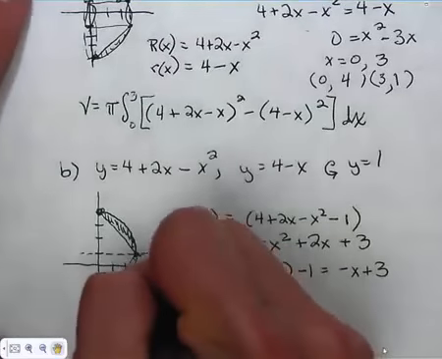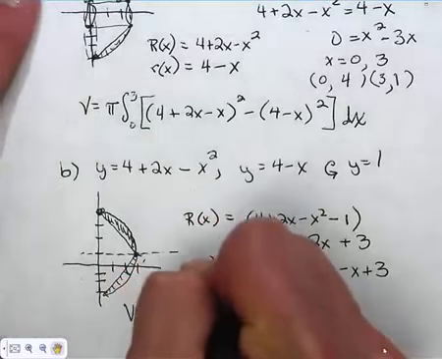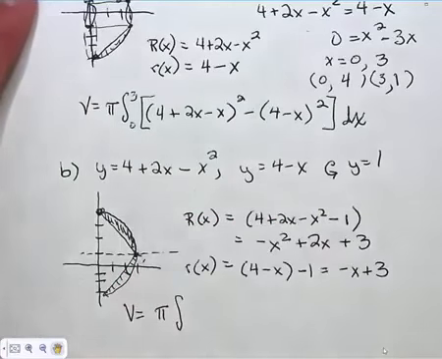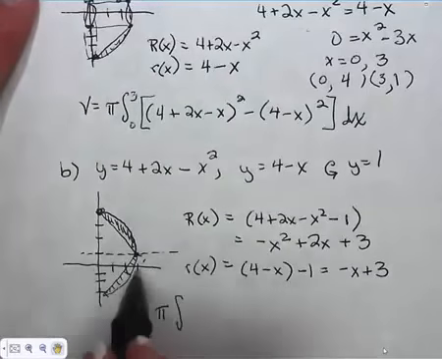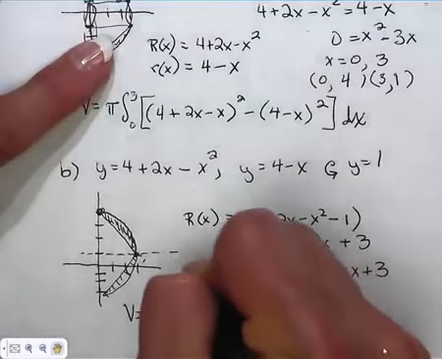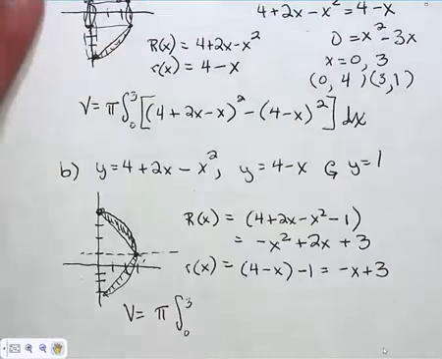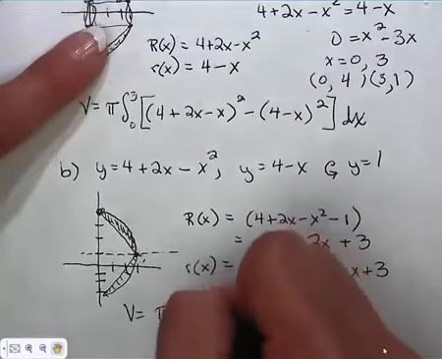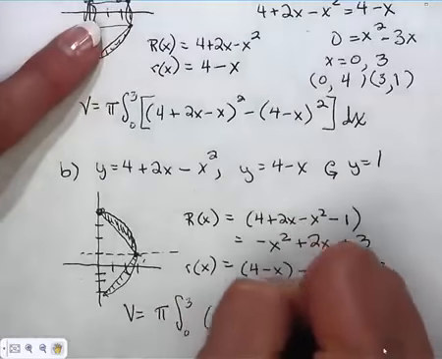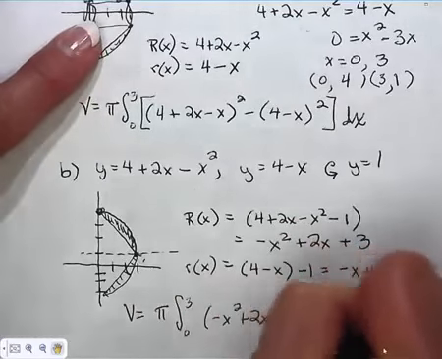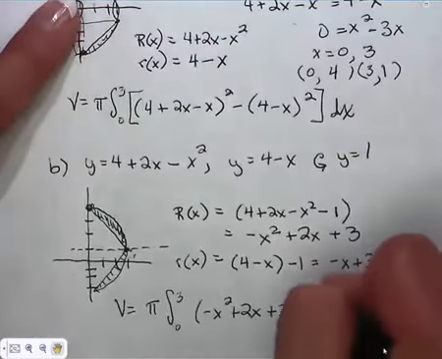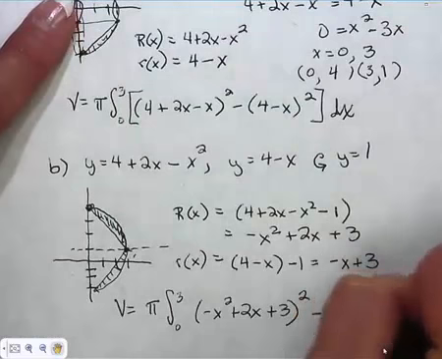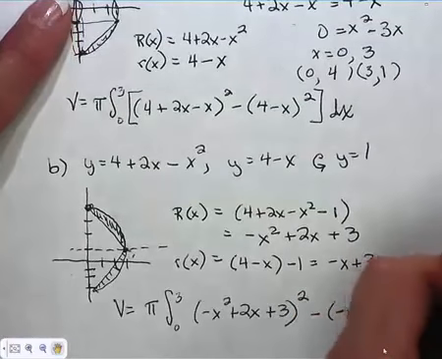So the volume would be pi integrate from where to where? Still going 0 to 3 on the x-axis. Outer radius squared minus inner radius squared.